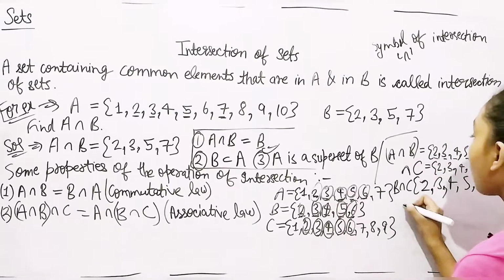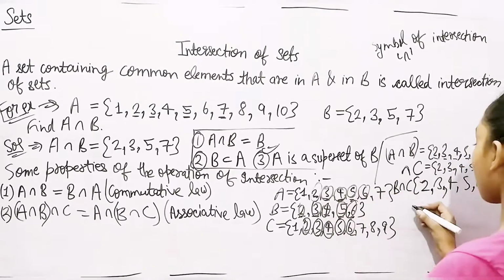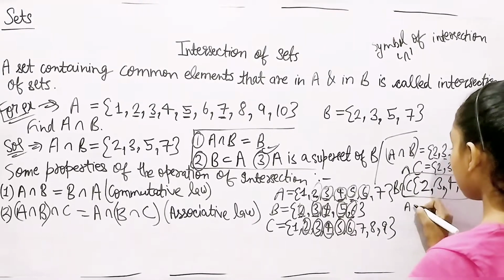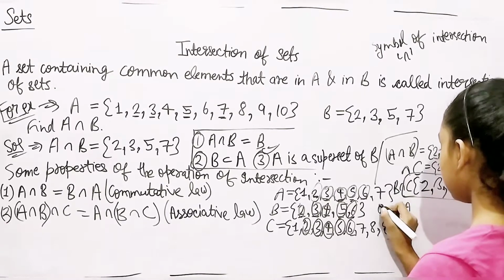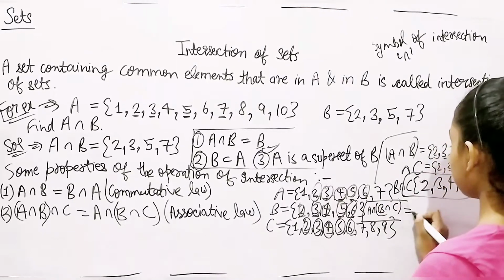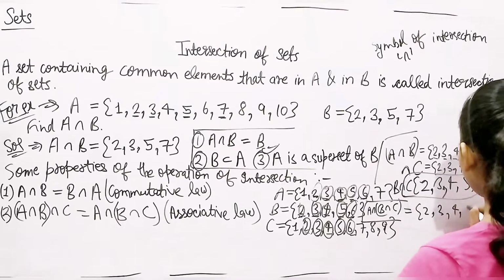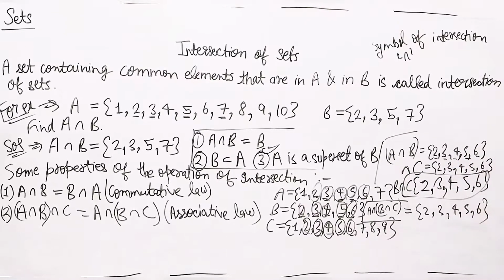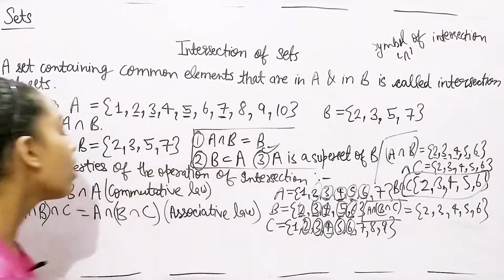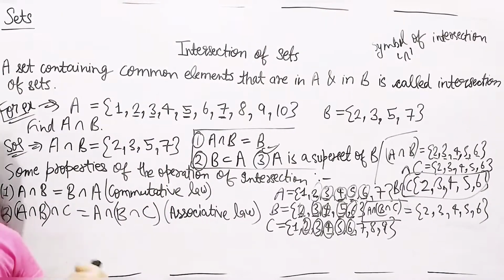That's what we want. So we have seen that their answer is coming the same. We're having these same elements. So set A intersection B, intersection C, and then their intersection is equal to 2, 3, 4, 5, and 6. As you can see, it's common. So we can see that this is a true property. The answer is the same, so both answers are the same. This is how the associative law comes in the property of the operation of intersection.